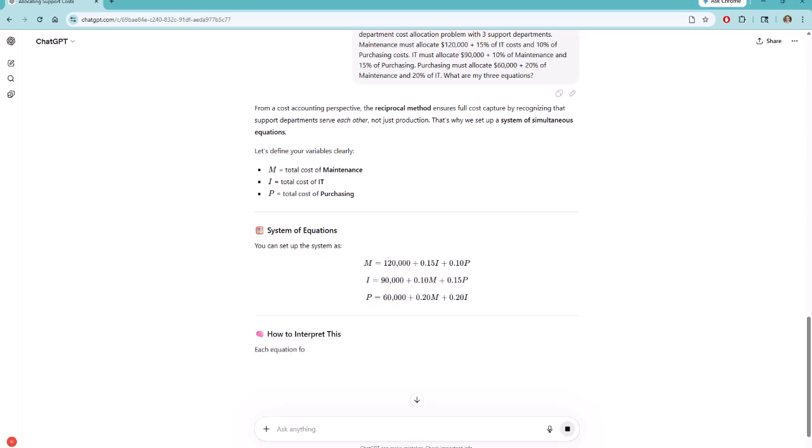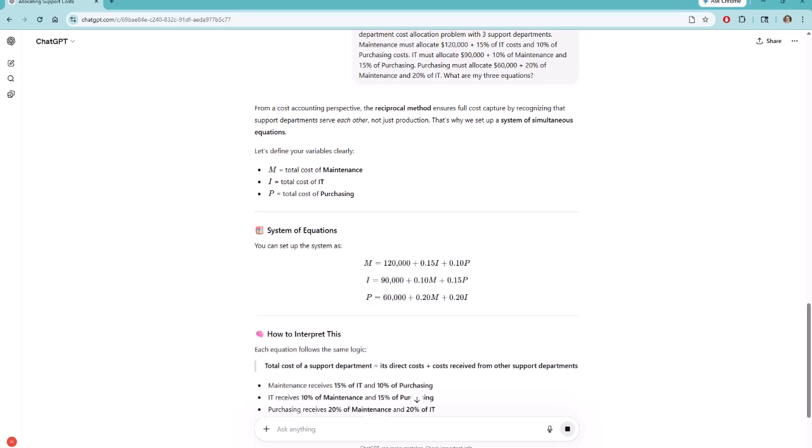Okay, and it has given me some background information, why we're using the reciprocal method, when we would use the reciprocal method, and it's spot on here. And the equations it came up with are 120,000 plus 15% of IT costs plus 10% of purchasing costs, which mirrors what I had up above. So far, so good. Well, now let's see if it can solve these equations.